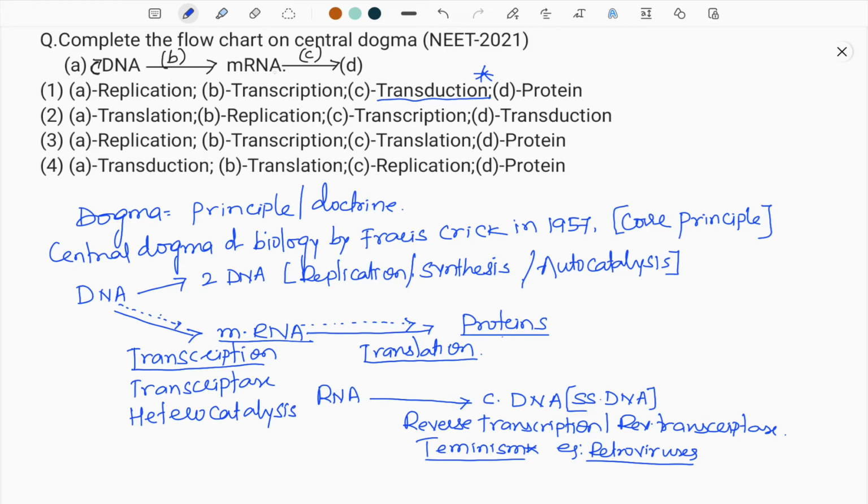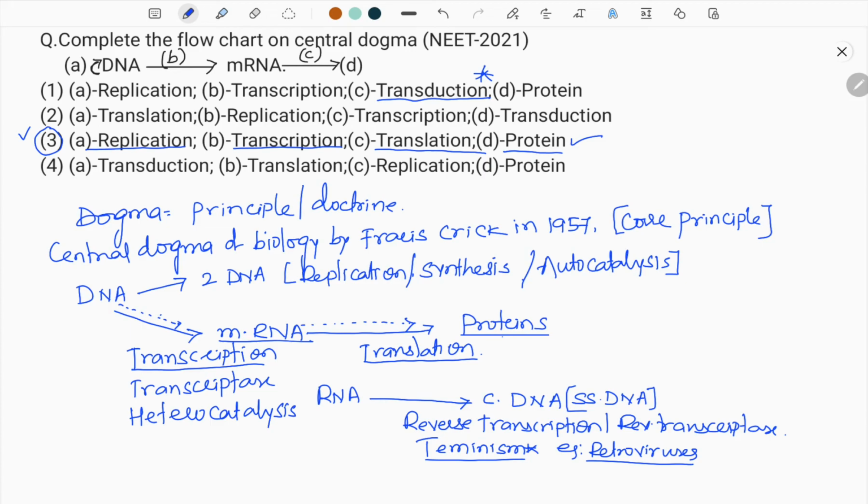But here, formation of the protein from mRNA is called translation. So this is the right answer. The first one is replication, the second is transcription, the third is translation, and D is protein. So the third option is the right one, the central dogma of molecular biology.